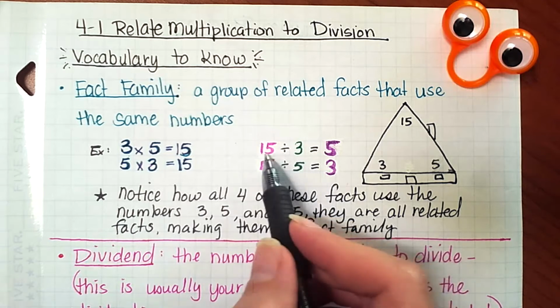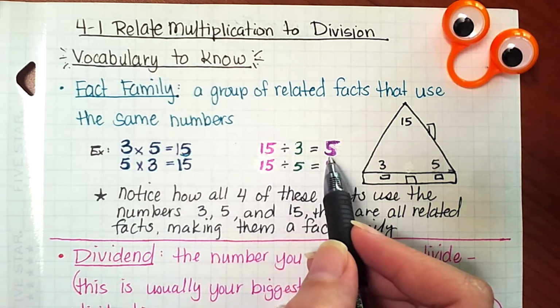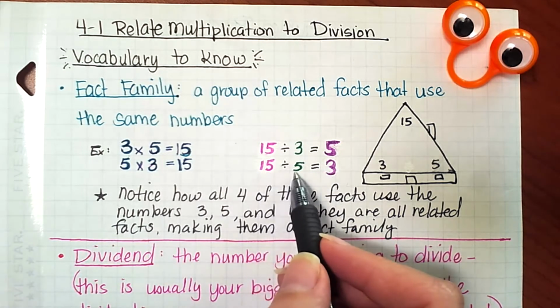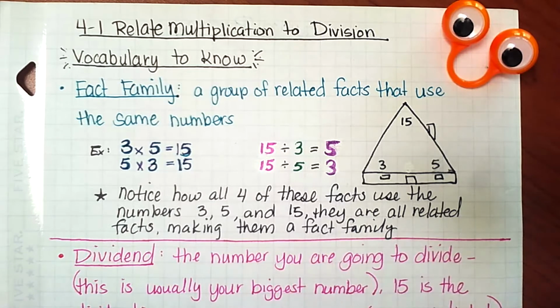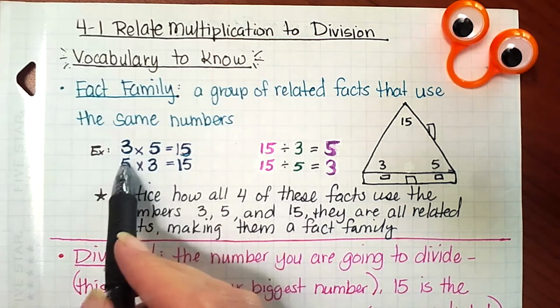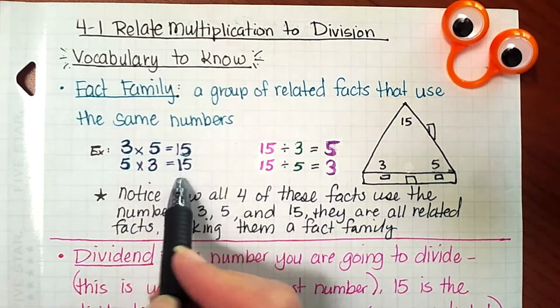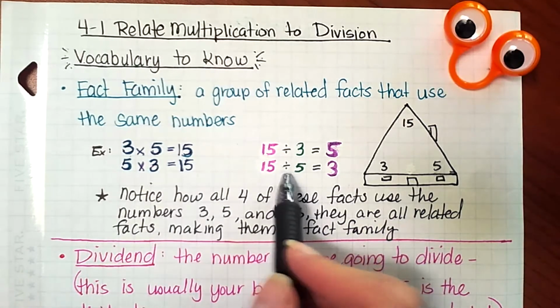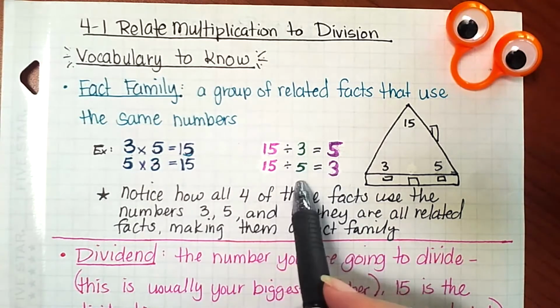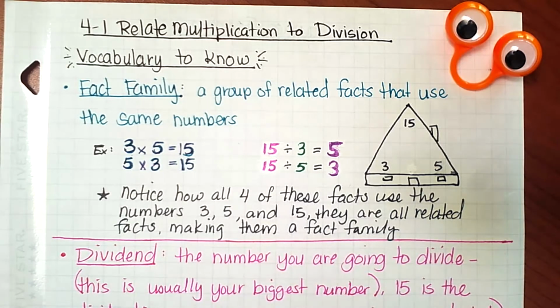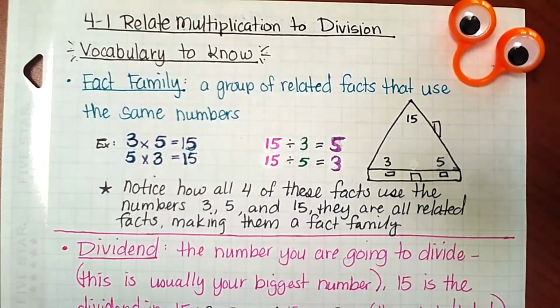So 3 groups, 15 broken into 3 groups, there's 5 in each group. If I have 15 and I break it into 5 groups, there will be 3 in each group. So you see over here, with multiplication, we switched our factors and our answer stayed the same. With division, we were able to switch the divisor and the quotient, and our answer stayed the same. And we're going to go through and review the meaning of those words again.